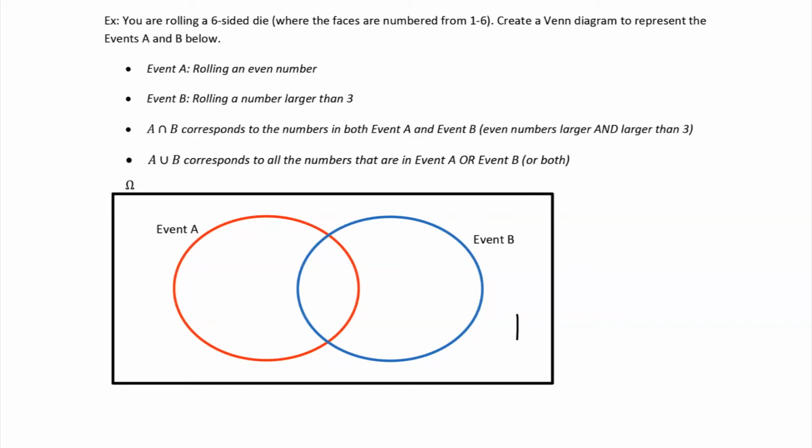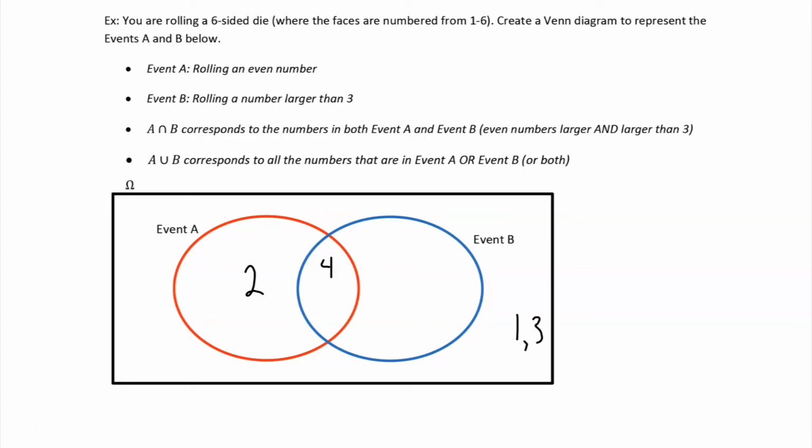The number 2 is an even number, so that should end up in red, but it's less than 3, so it doesn't qualify to be in blue. The number 3 is not an even number, so it's not going to be in red. So we try to put it in blue, but it needs to be larger than 3, so 3 can't go there either, so it also ends up outside the 2 circles. The number 4 is both an even and a number larger than 3, so it goes in the intersection of the 2 circles, the place where the 2 circles overlap.